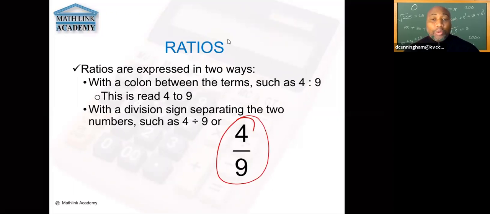And notice it's at its lowest term. You don't want to say 16 over 36, even though they're equal, you want to reduce it to be 4/9, or you want to say 4 to 9.